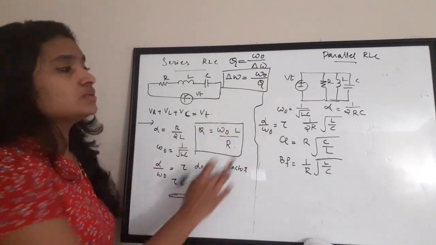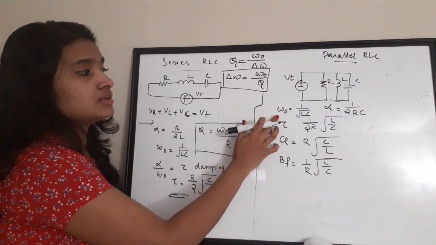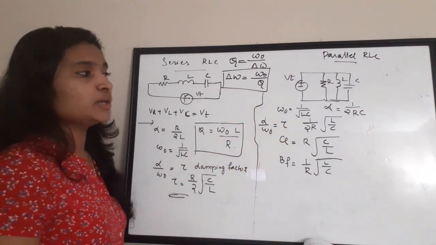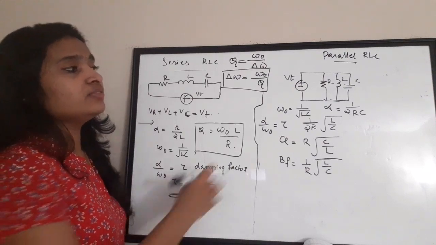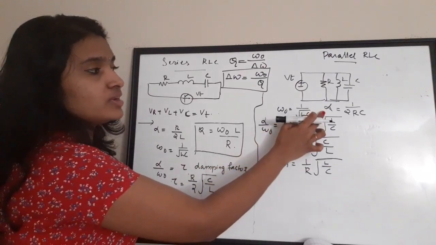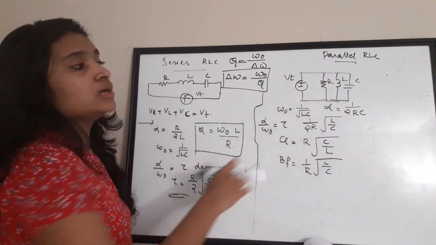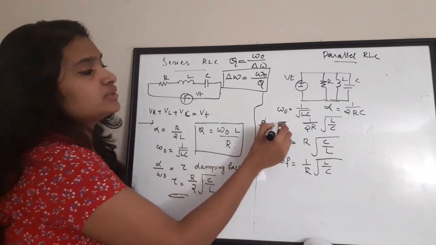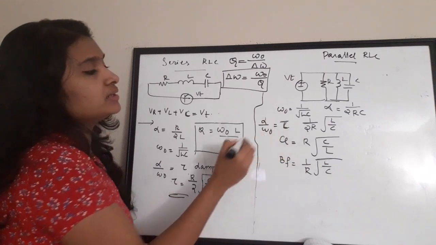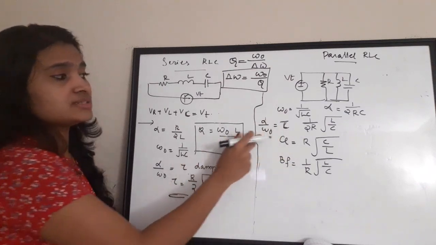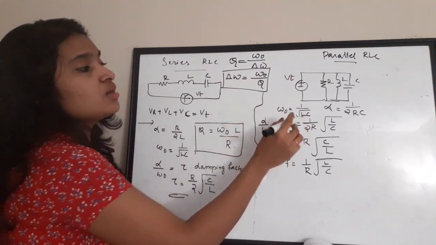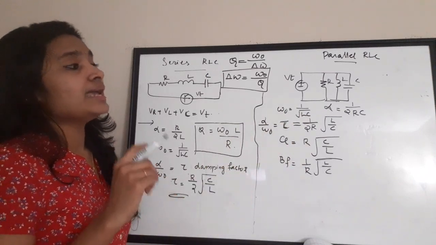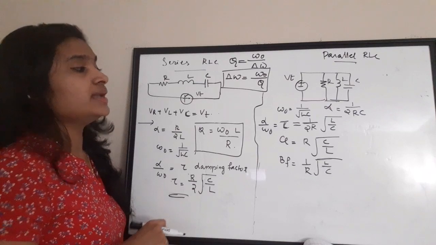Okay, there also we know that the angular resonance frequency omega 0 is equal to 1 by root of LC, and there we are defining the factor alpha as 1 by 2RC, and tau, which is a damping factor, tau is equal to alpha by omega 0, which is equal to 1 by 2R into root of L by C, is the damping factor.